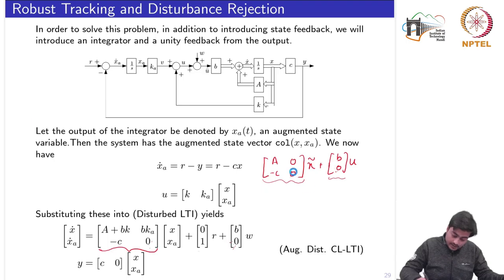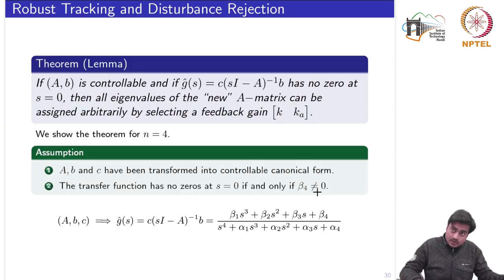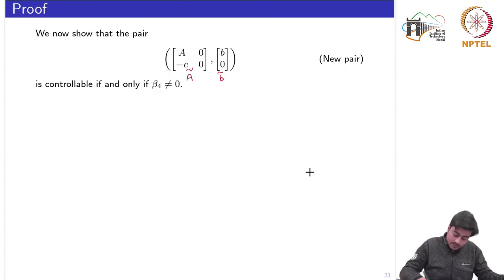Another condition is that there should not be a zero at the origin, which is equivalent to saying that beta 4 is not equal to 0. So if I combine all these statements, if we are able to show that the augmented pair A tilde, B tilde is controllable under the condition that beta 4 is not equal to 0, then we have completed the proof.